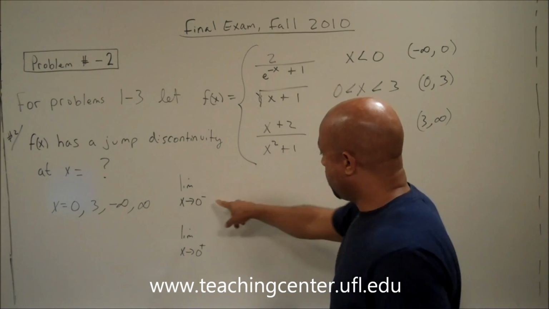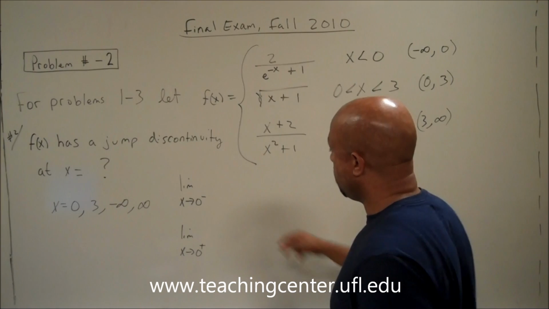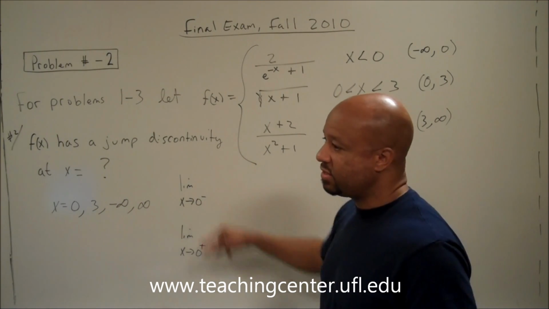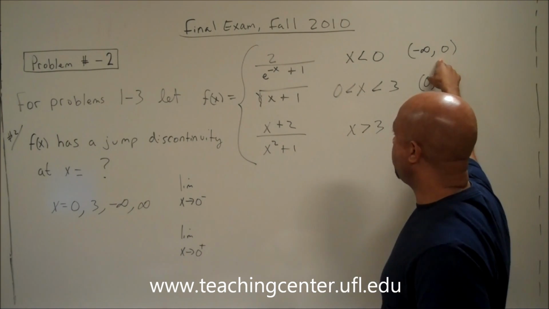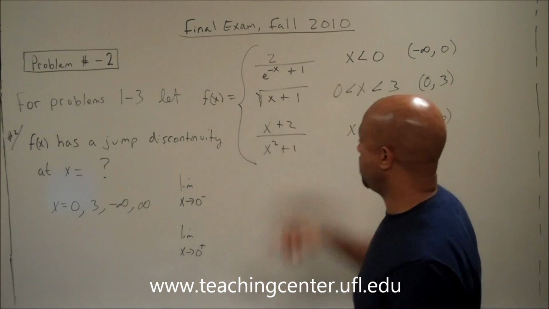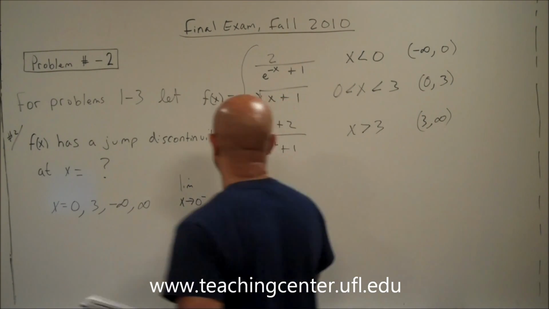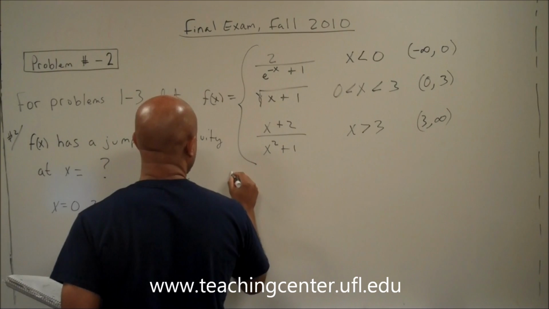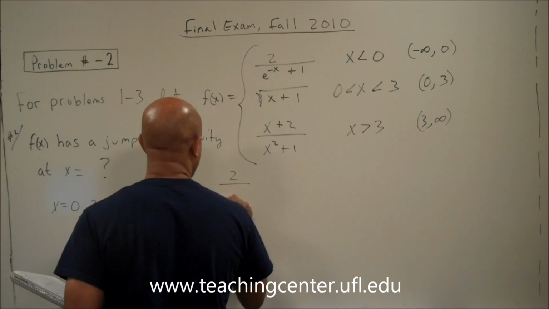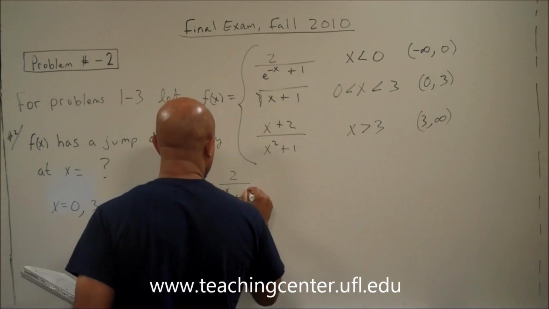So if we're approaching 0 from the left, then we want a number that's close to 0 but slightly less than 0. So that's going to put us in the negative range. So that means we're going to be looking at this part of the function. So we write the limit as x approaches 0 from the left of 2 divided by e to the negative x plus 1.